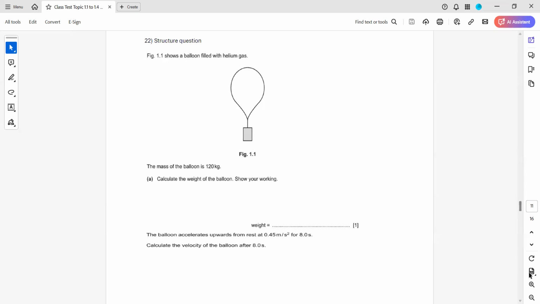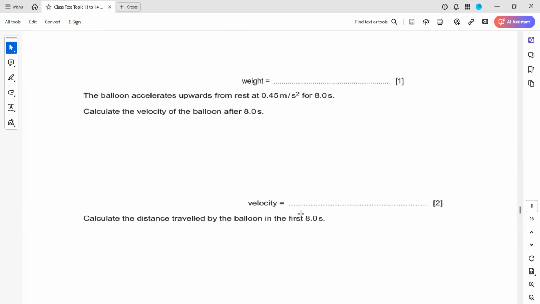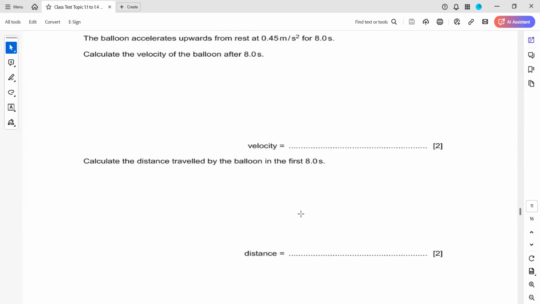In question 22, calculate the weight. So how to work out the weight? Weight is mass times gravity. So mass is 120 and the gravity you have to take as 9.8 and you will get the answer in newtons. And when you're solving a question in physics, always write the formula.